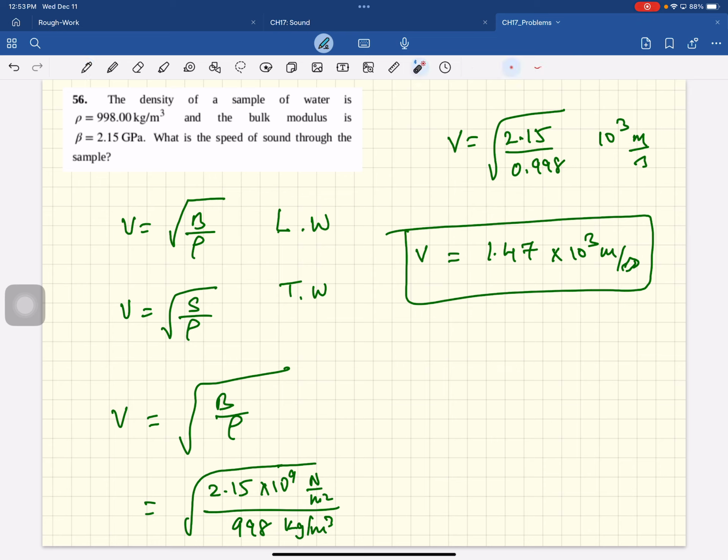Okay, so the speed of sound in water is 1,500 meters per second. And the speed of sound in air is 340 meters per second. So in water, the speed of sound is almost 5 times that in air.